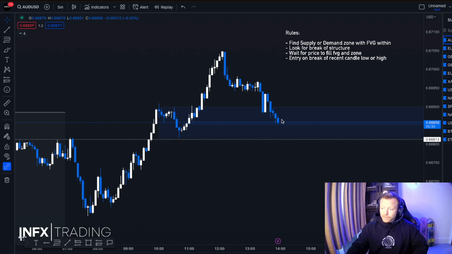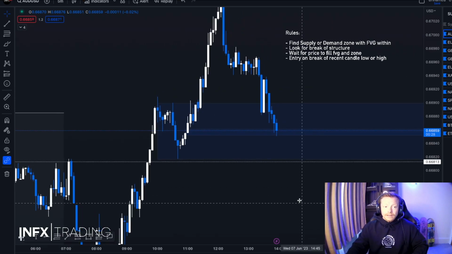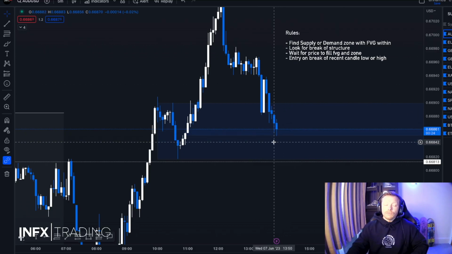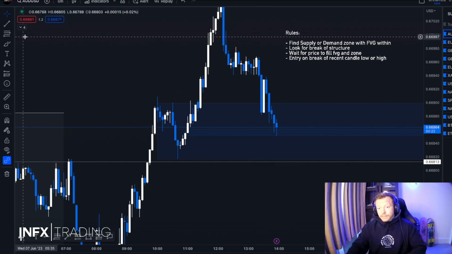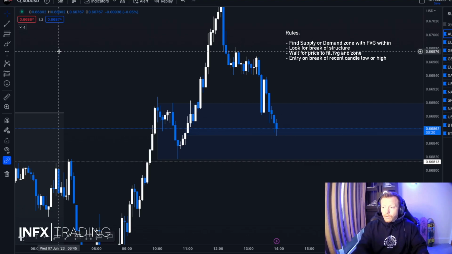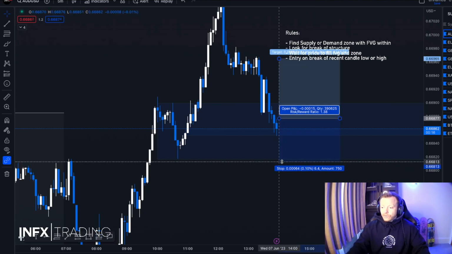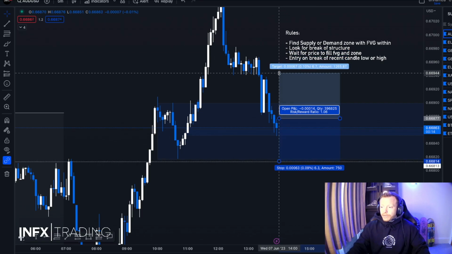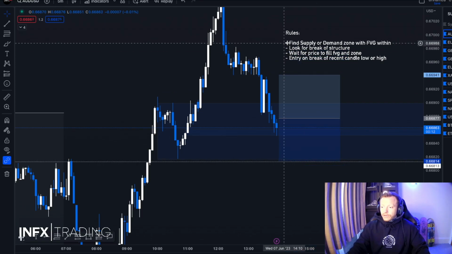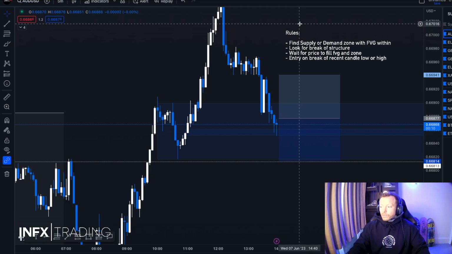Sorry, I'm being a bit quick, so I want to catch this entry. And break of a candle high or low. Obviously, in this case, we're looking for a long, so we're looking for a break of a candle high. So that's basically the trade. We're going to look for a trade here, with around a 6.2 pip stop, roughly, depending on which candle this breaks.